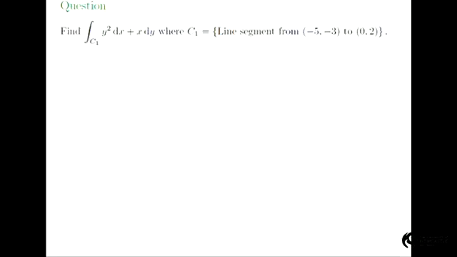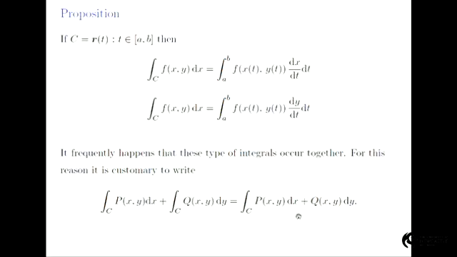So here is a question. Find the line integral of y squared dx plus x dy over this curve C1, which is the line segment from (-5, -3) to (0, 2). Okay, so what is the parameterization of our line segment? Because we still need that.